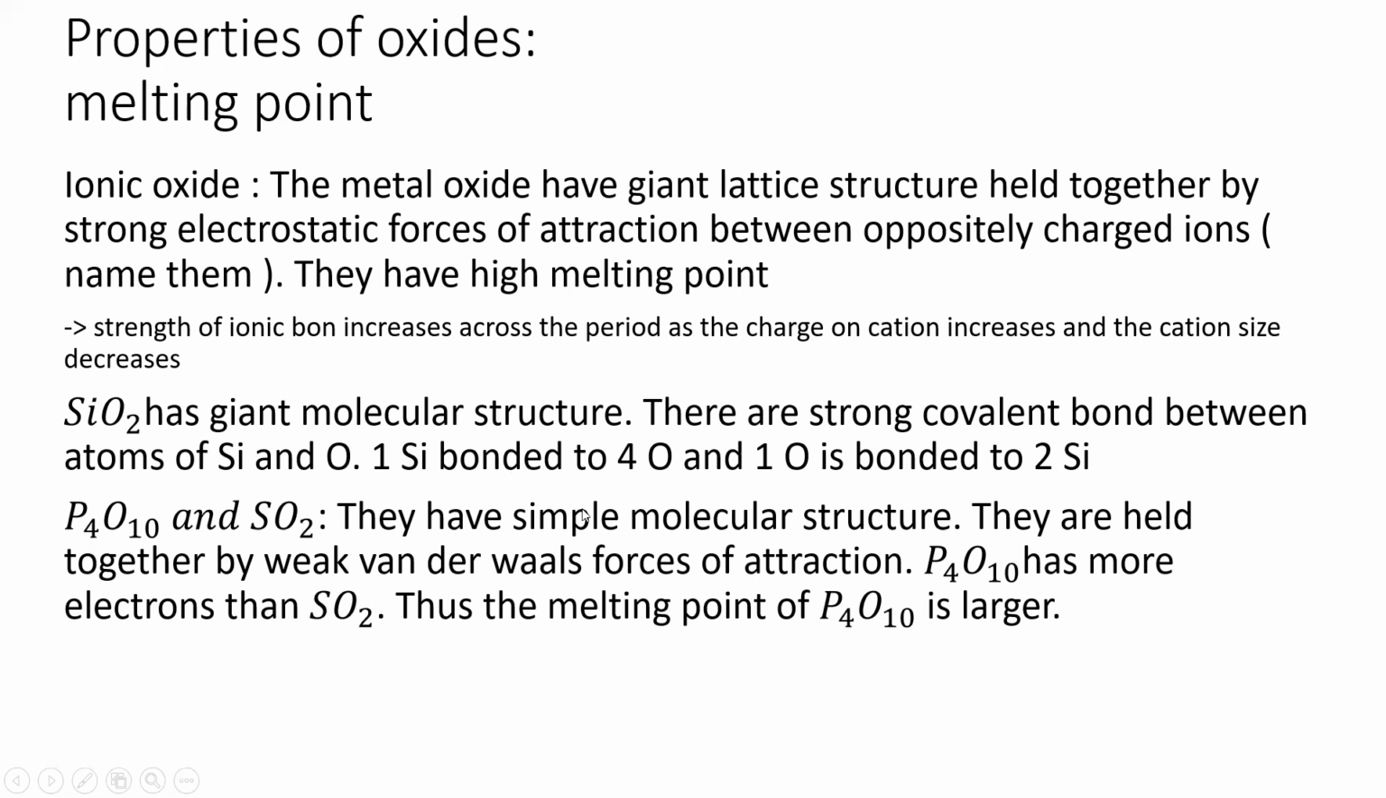P4O10 and SO2 have a simple molecular structure, and they're held together by weak van der Waals forces of attraction, similar to what we have discussed already. P4O10 has more electrons than SO2 because it has more atoms inside. It has 4 phosphorus and 10 oxygen, while SO2 has 1 sulfur and 2 oxygen. Thus, it has more electrons and stronger van der Waals forces of attraction. More energy is required to overcome them. Thus, the melting point of P4O10 is larger.